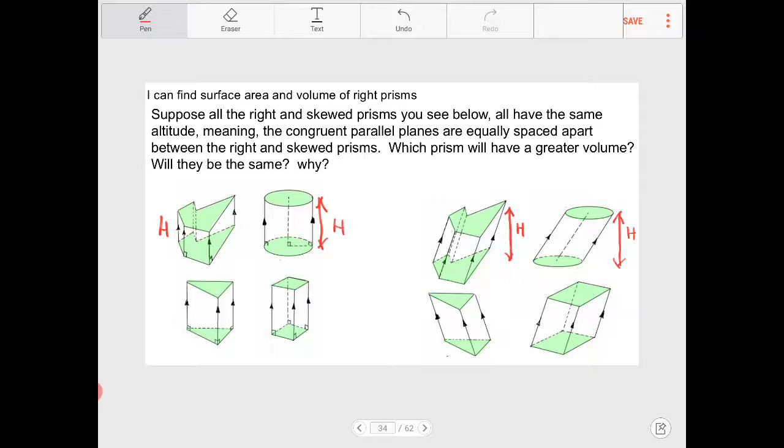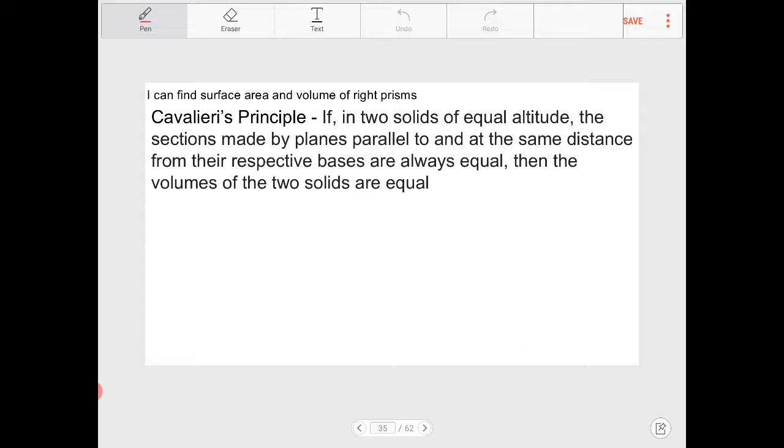Well, as it turns out, they're going to be the same. Both figures will have the same volume. We call this Cavalieri's principle because, well, let's just read through it. If in two solids of equal altitude, the sections made by planes parallel to and at the same distance from their respective bases are always equal, then the volumes of the two solids are equal.